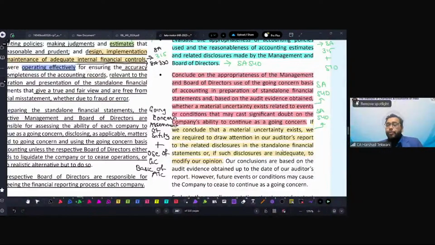Something again coming from, sorry, not 540, my mistake. It is 570. Apologies for that. I don't know why I wrote 540. 570. Okay. SA 570. Remember?